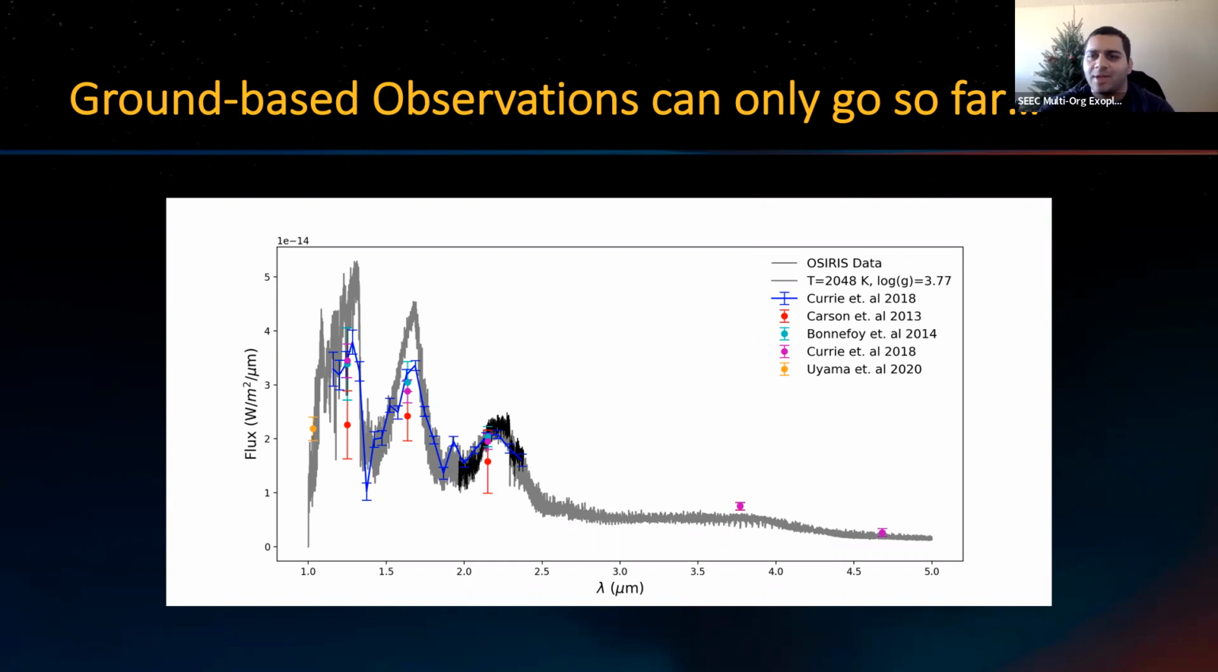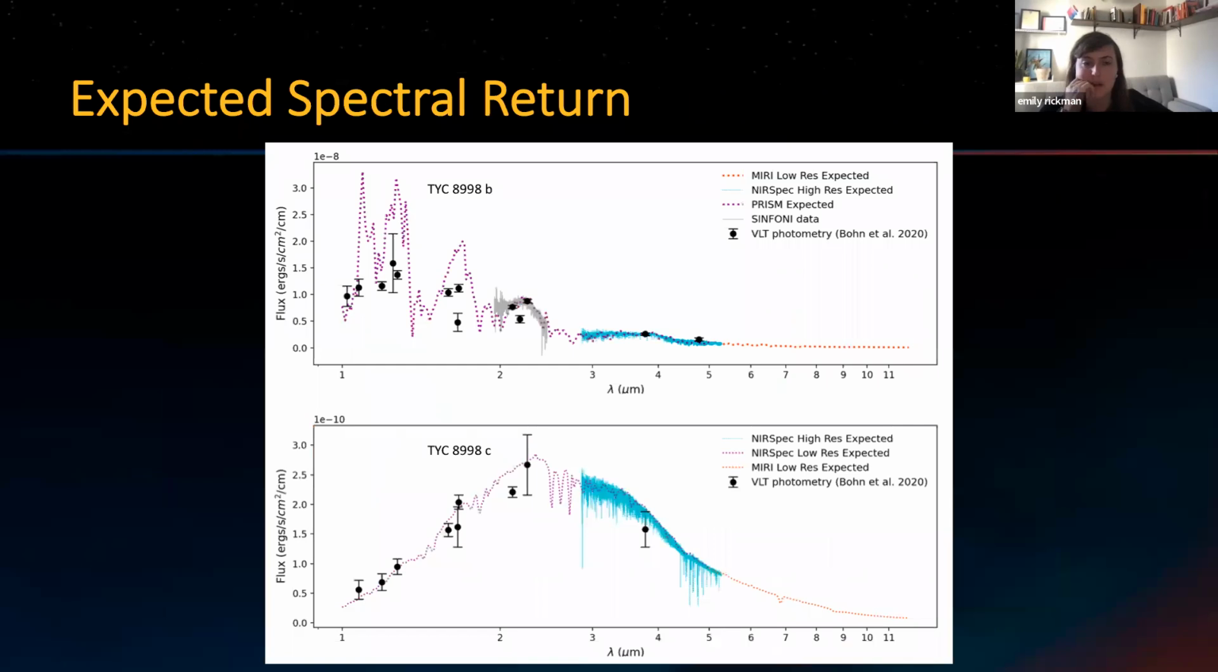Let's see, I think we have another hand. Emily? I promise this will be my last question, Kielan. And I feel like I should know the answer to this because I'm on your program. But for the NIRSpec expected prism spectrum for TYC 8998, it was different. The expected spectrum was different to the VLT photometry from Bonnefoy. I was just wondering if you could comment on why that might be.